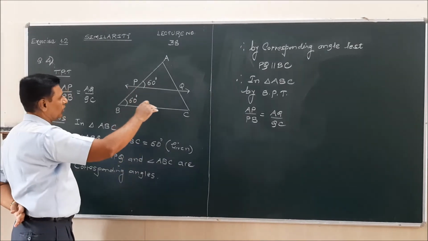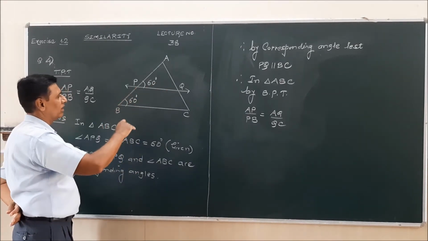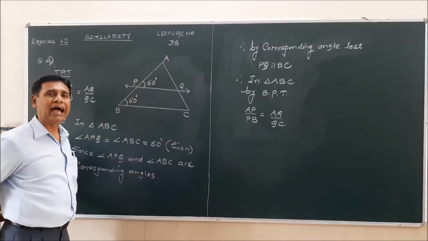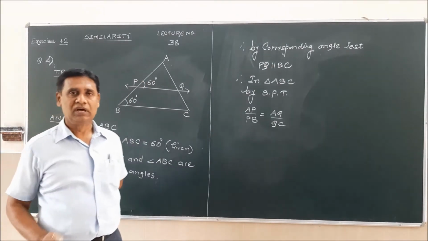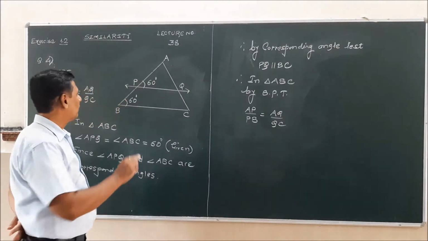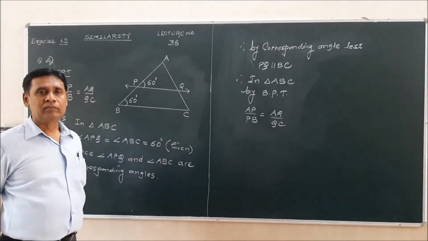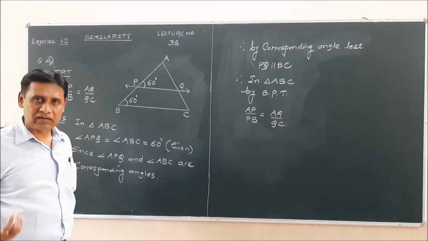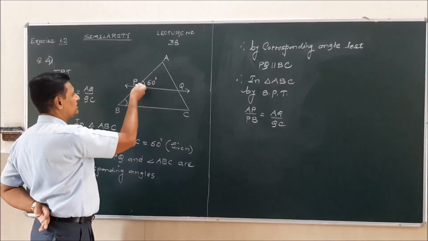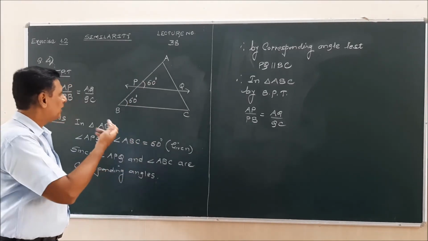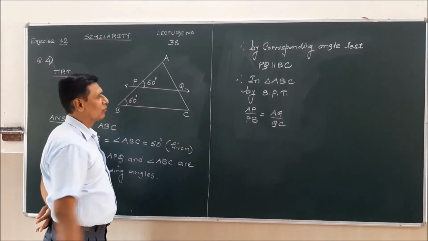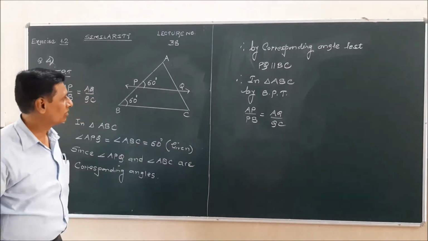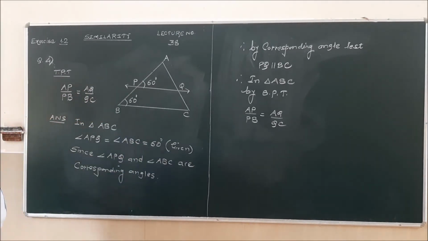Since these are corresponding angles with respect to PQ and BC, if corresponding angles are congruent, lines are parallel. Therefore, PQ is parallel to BC. But once we get PQ parallel to BC, you can apply basic proportionality theorem that AP upon PB is equal to AQ upon QC. That is what I have written out there. So this is how we finished question number 4.